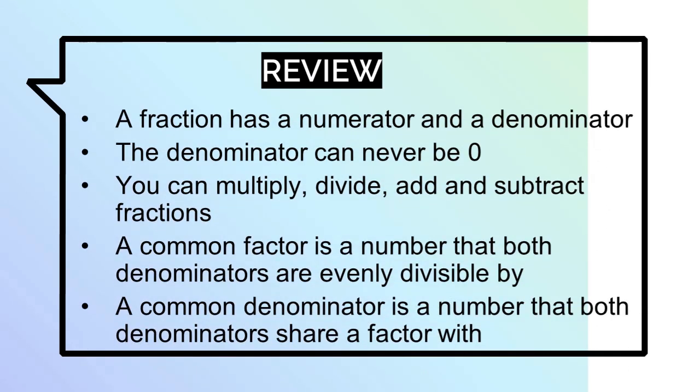Let's have a review. First, a fraction has a numerator and a denominator. Second, the denominator can never be 0. Third, you can multiply, divide, add, and subtract fractions. Fourth, a common factor is a number that both denominators are evenly divisible by. And lastly, a common denominator is a number that both denominators share a factor with.